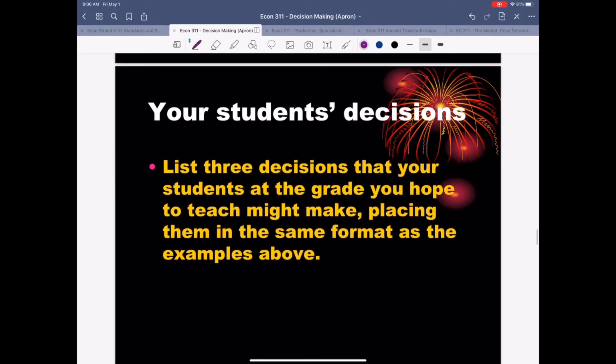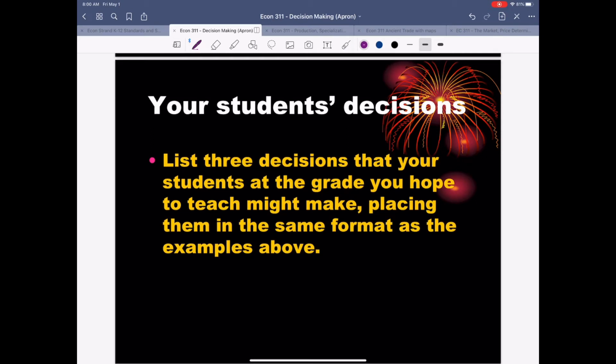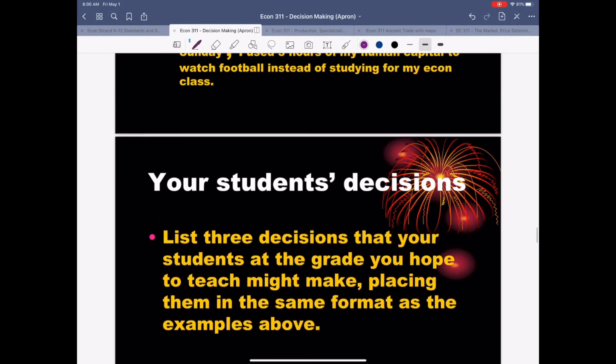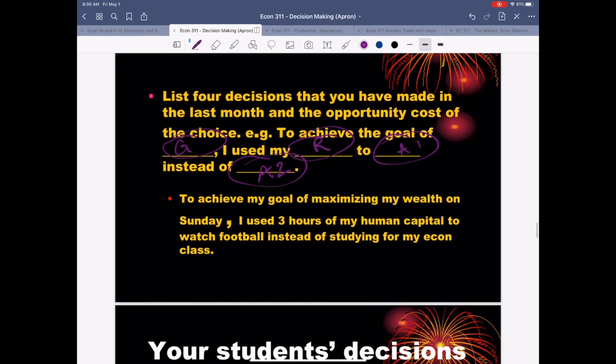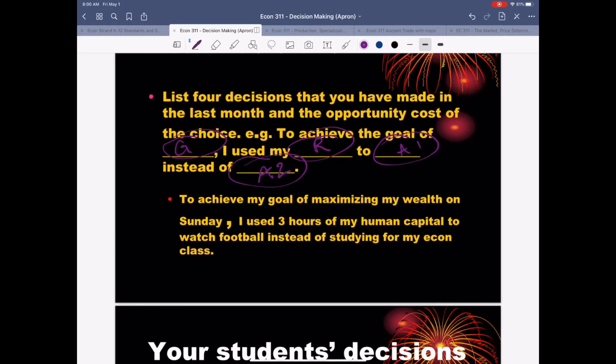So for your students, you can create exercises that let them connect the decision-making process to their own decisions. So if you think of 3 decisions that students at the grade that you hope to teach might make, you could then put them in the same format as the examples above. And so here, as you're bringing it to your students, what you'll do is you'll decide on what grade level you're dealing with, and you can create a scenario where students can write out a decision in this format. So this could be a really positive thing. Different decisions that your students might make.